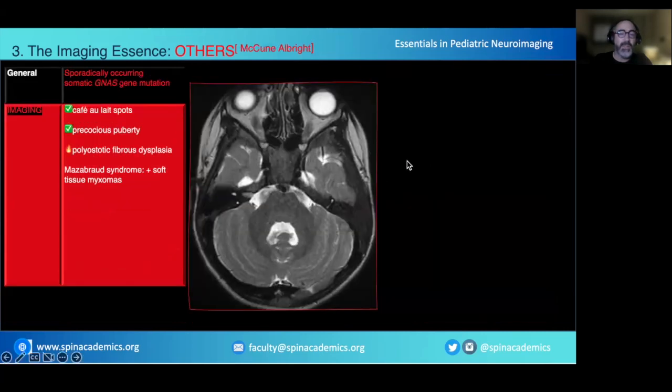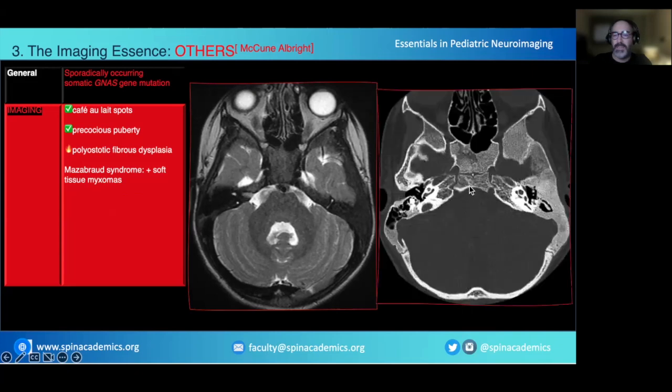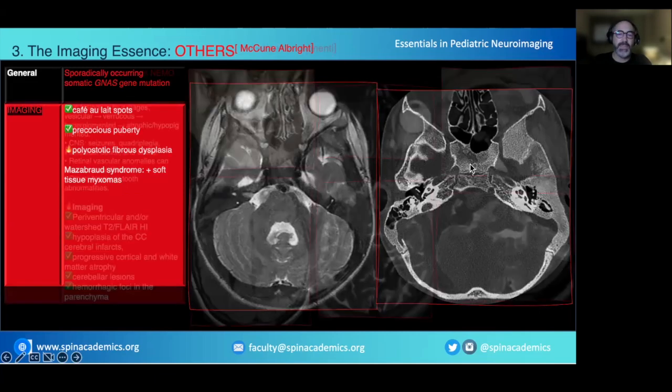McCune-Albright, another rare entity, whose characteristics are café-au-lait spots like NF1, precocious puberty, and polyostotic fibrous dysplasia, as in this case where you see this thickened calvaria on the left side, also on the right side. And if you do a CT here, you can see the sphenoid, the very large ground glass, also the temporal bone, and the squamous part, also the petrous part, and also the contralateral, very typical of McCune-Albright syndrome.